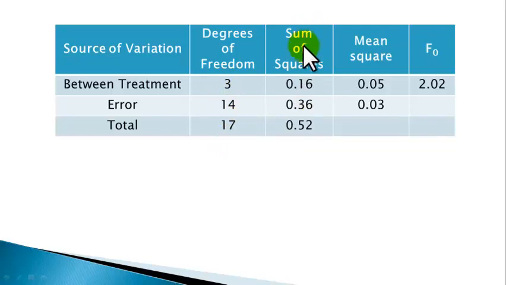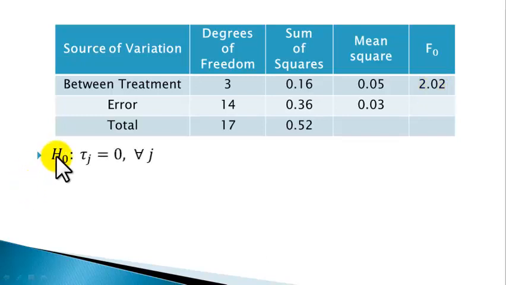So we enter the sum of squares for treatment as obtained before. It's 0.16, for error is 0.36, and for total is 0.52. Then the mean square for treatment is 0.16 divided by 3. That will give us 0.05. For error it is 0.36 divided by 14. That will give us 0.03. Therefore, F naught is mean square for treatment divided by mean square for error. That is 0.05 divided by 0.03. That will give us 2.02.